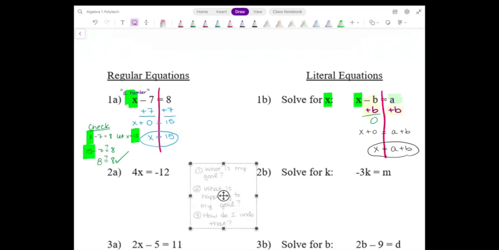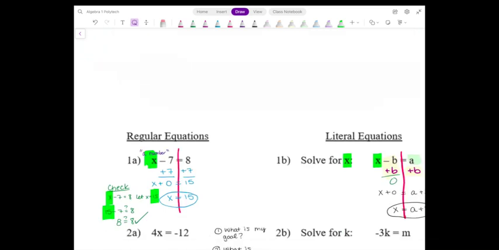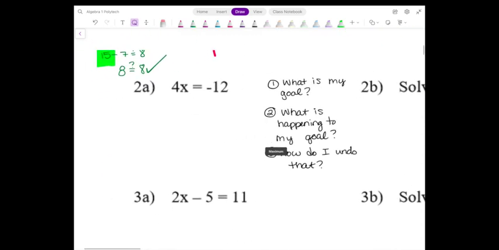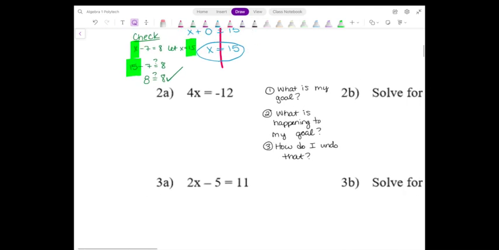There's my steps here. And let's look at my second question. I have that 2a question here. It says 4x is equal to negative 12. All right, so what's my goal? Well, my goal here is to find x. So I highlight my x.